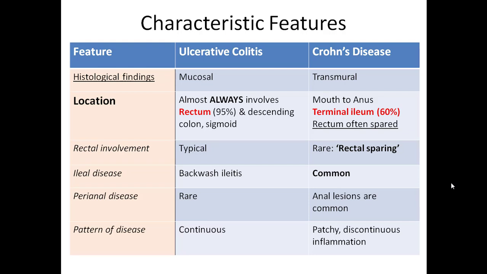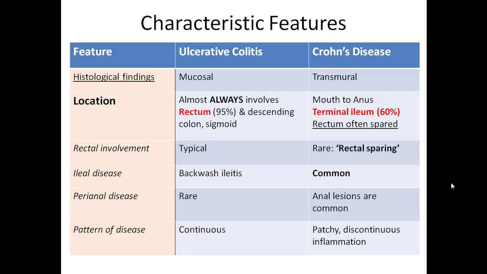In terms of rectal involvement, it's very typical in UC, whereas in Crohn's, the rectum is often spared. Ileal disease is rare in UC unless the patient experiences backwash inflammation into the ileum, known as backwash ileitis. Ileal disease is common in CD, however. With regards to perianal disease, this is rare in UC, but anal lesions are very common in Crohn's.